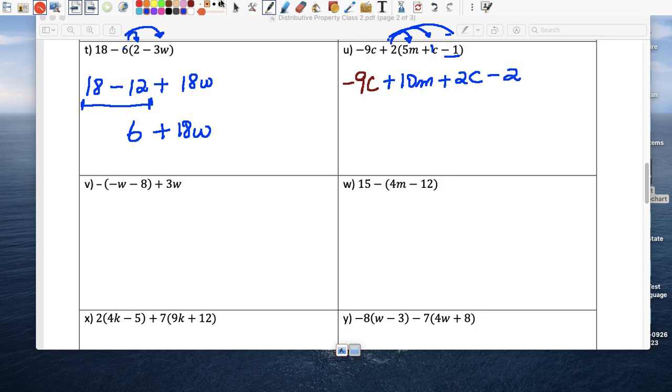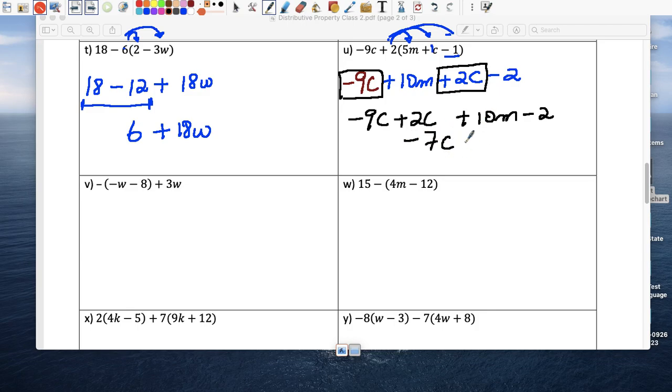Do we have like terms? Yes, we do. We have 2 right here, this guy here, and this guy here. Starts with the sign and goes to the edge of the variable. So let me put them side by side. And I'll write plus 10m minus 2. The plus 10m and minus 2 don't do anything. So now, what's negative 9c plus 2c? Well, that's going to be negative 7c. And then we attach the plus 10m minus 2.